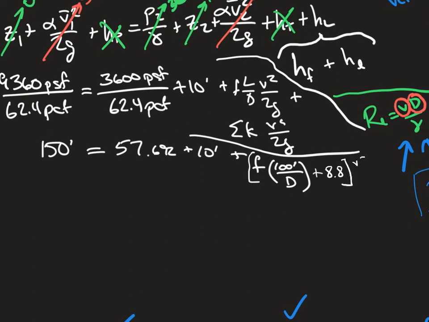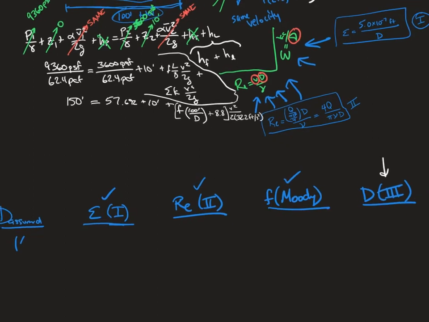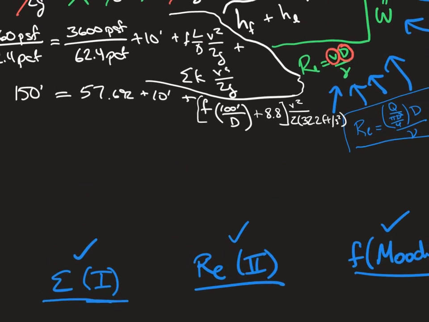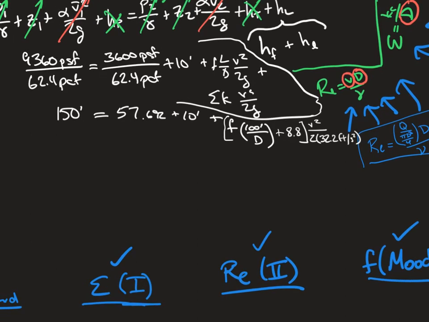Times V squared on 2 times G, which is 32.2 feet per second squared. All right. So this is an ugly equation, but it has exactly what we want in it. We wanted an equation that was D as a function of F. Sorry, excuse me, D as a function of F. And we've got D and we've got F. Now, the annoying thing right now is we still have a V in there. We don't want to have a V in there. The V makes our lives much more difficult.